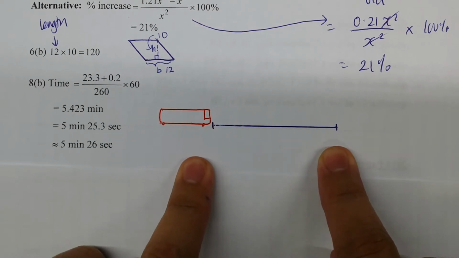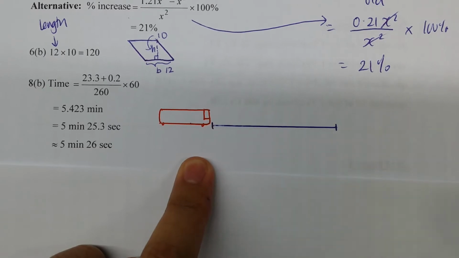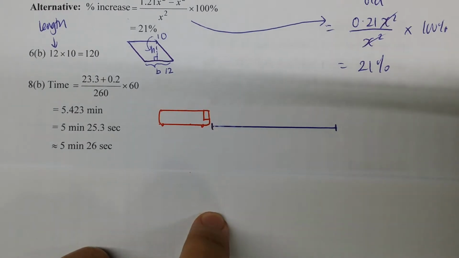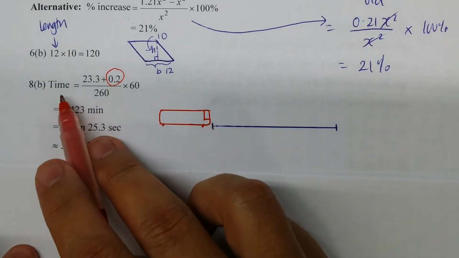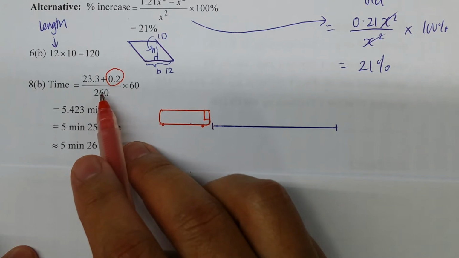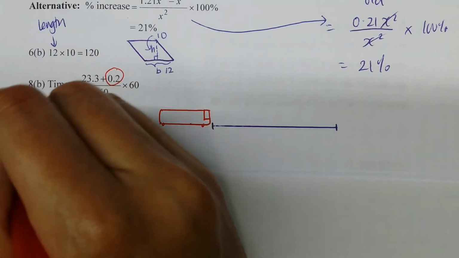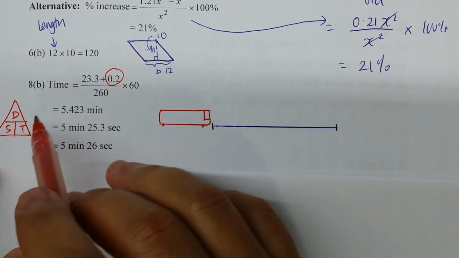So they are asking for the minimum amount of time. Many of you may have the wrong answer because you forgot to add 0.2. The formula is time equals to... let me draw here so that you are clear. Time will be equal to distance divided by speed, right?